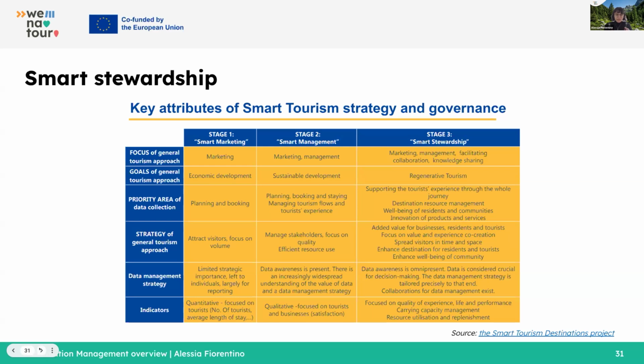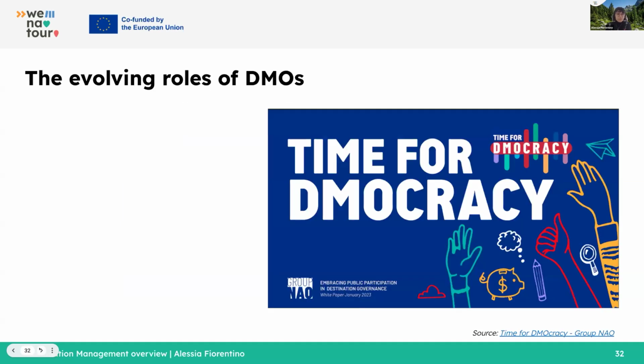Thank you. So this is also a very packed scheme, as you will maybe have time to read through it later on. But if we focus on the smart stewardship column, we see how more and more focus is given on community and the well-being of community. So again, it's not just about data. And so you see how the scope of the DMO's roles is broadening. Next one.